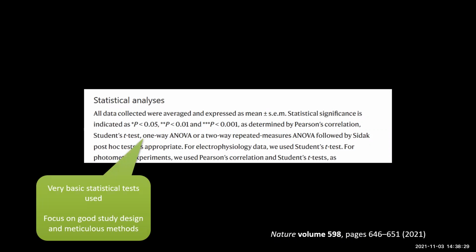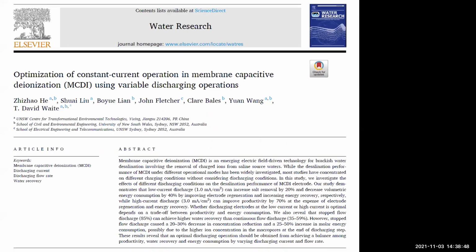In fact, if you read Nature papers, you will see that p-values and statistical tests are not even mentioned in the results section. There is no mention of any p-values in the results section. So it is all about the study methods and the overall results.